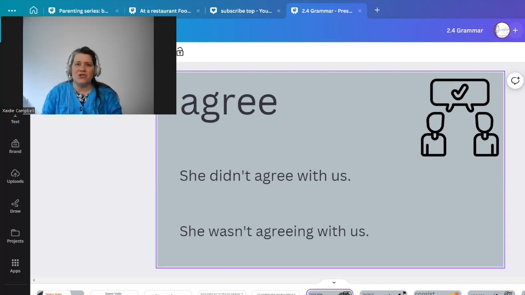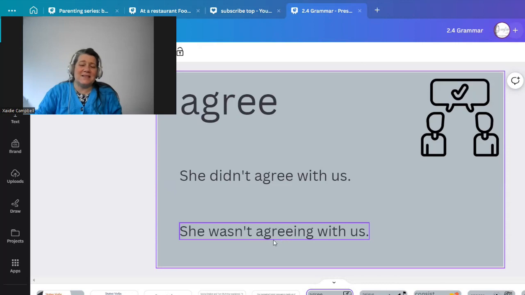Oh, I was so frustrated the other night because we were at this movie and I wanted to see this and my friend wanted to see this. And she just wasn't agreeing with the rest of us. She wasn't agreeing. That puts it into a temporary state of being, that this person usually agrees, but that night she was being contrary. The be verb is now in a temporary form. She was being contrary and she wasn't agreeing with us.